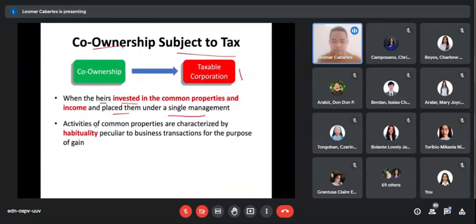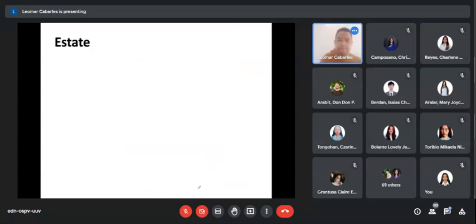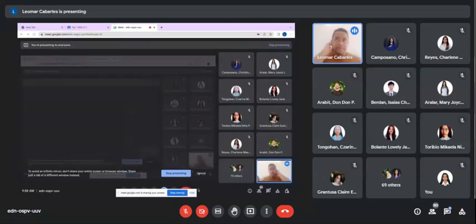So they're habitually engaged na sa transaction. Yeah. There is clear intent to form a partnership. Okay? Or the property remained undivided for more than 10 years. There was no attempt to ever divide it. Okay? Yeah. So let's just recap, no? Kasi mabilis lang naman talaga yan.